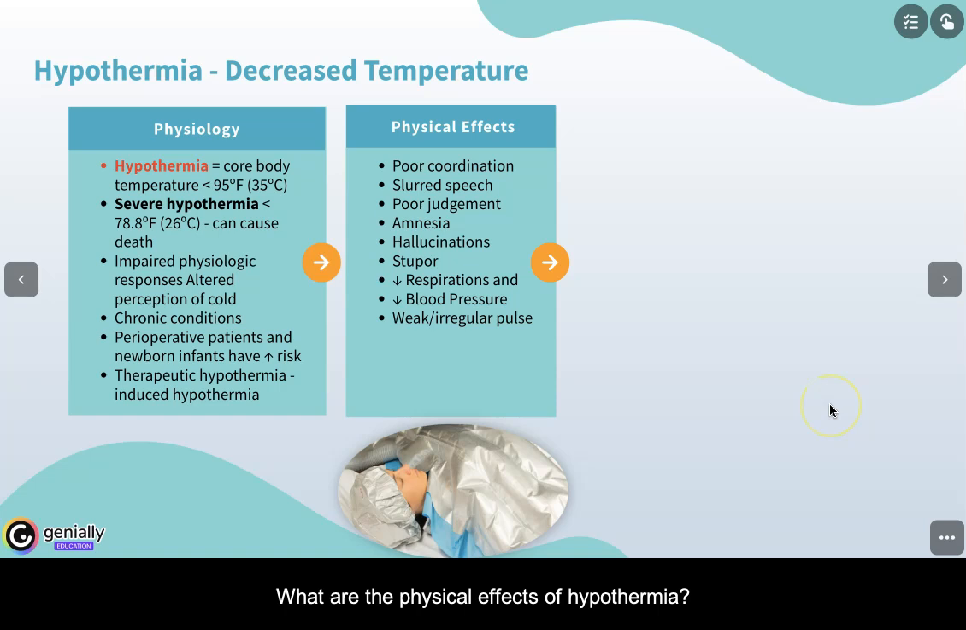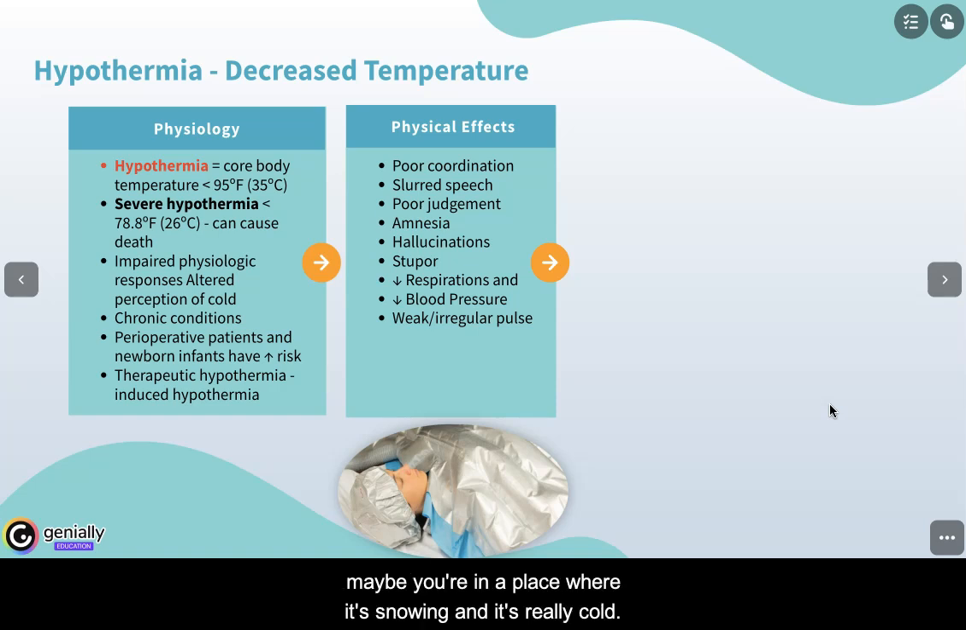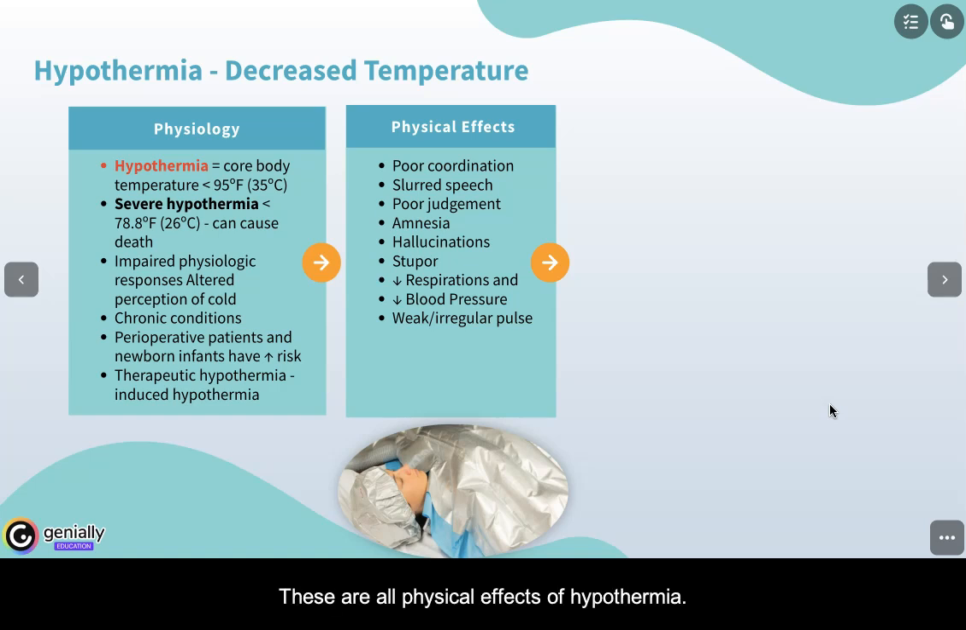What are the physical effects of hypothermia? Poor coordination, right? Slurred speech. Imagine if it's really cold, or maybe you're in a place where it's snowing and it's really cold, your teeth start chattering, and then you can't really speak well, right? Poor judgment, amnesia, hallucinations, stupor. Then we have decreased respirations and decreased blood pressure, weak and irregular pulse. These are all physical effects of hypothermia.